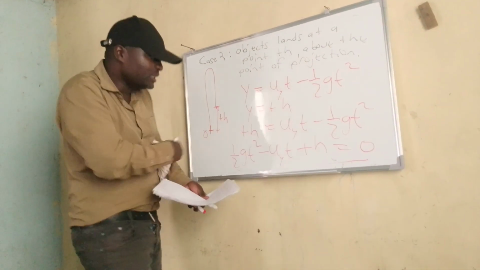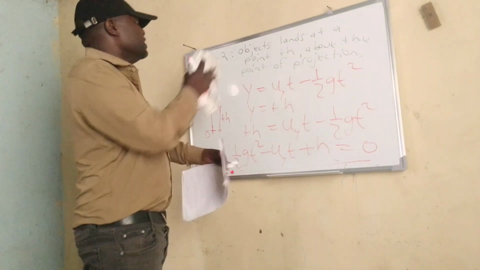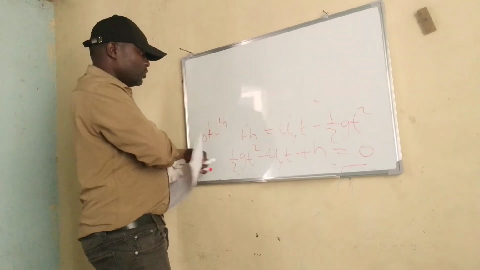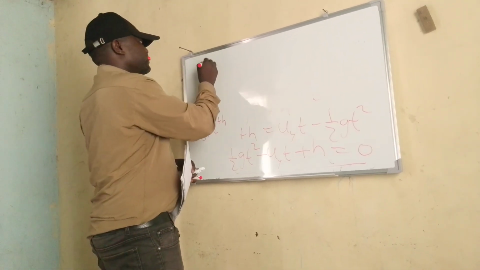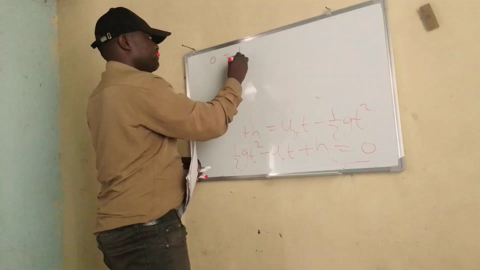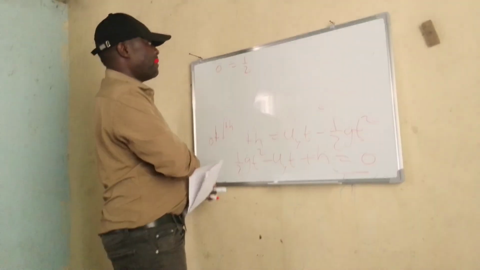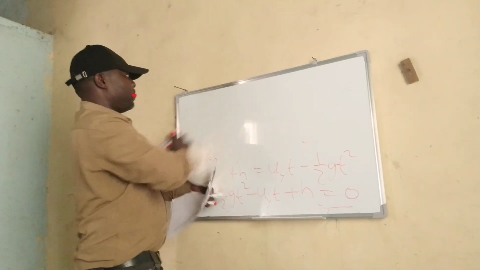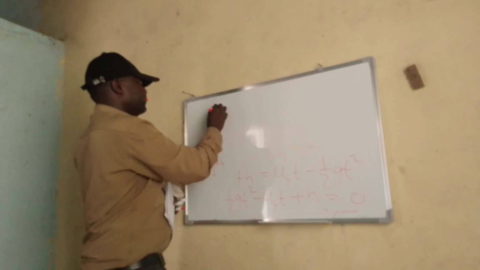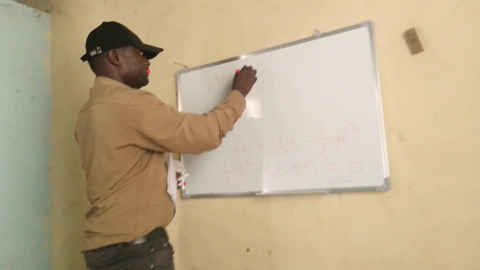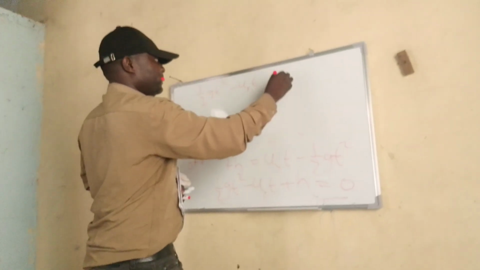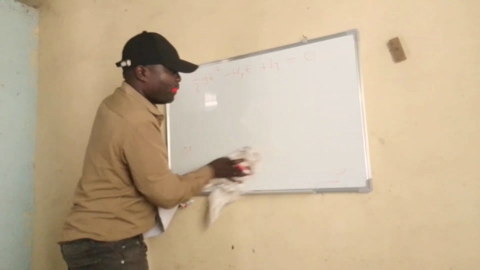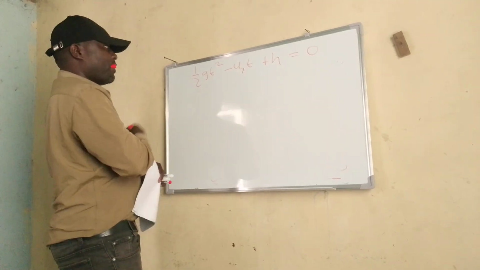So how do we determine t, the time of flight, from this equation? It's very simple. So 0 is equal to half gt squared minus uit plus h. So we're going to apply the quadratic formula. We can apply the quadratic formula.